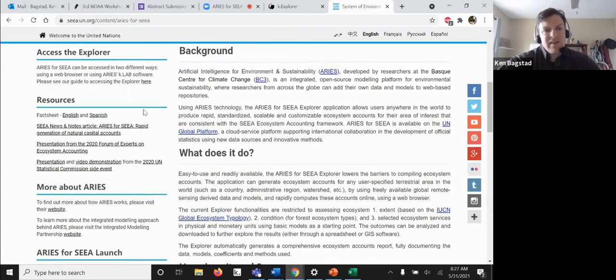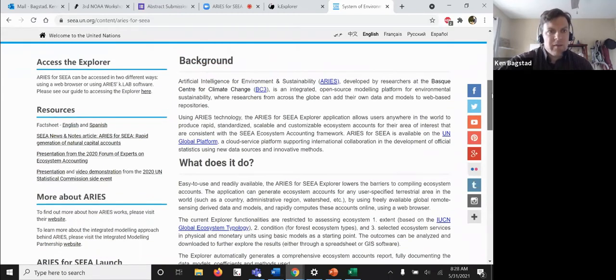and as a side note, I'll mention that ARIES right now is available in English and Spanish. We are planning user interfaces in other languages as well, so that can allow improved access to people who are in countries that are not English or Spanish speaking. But the reason I sent you to this website is that this talks about how to access the ARIES Explorer. And I mentioned that there's two ways.